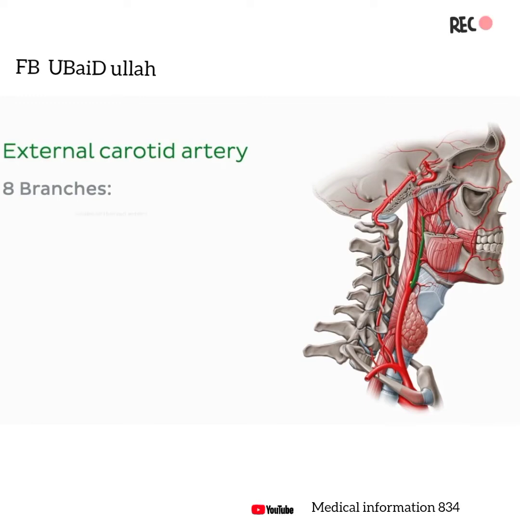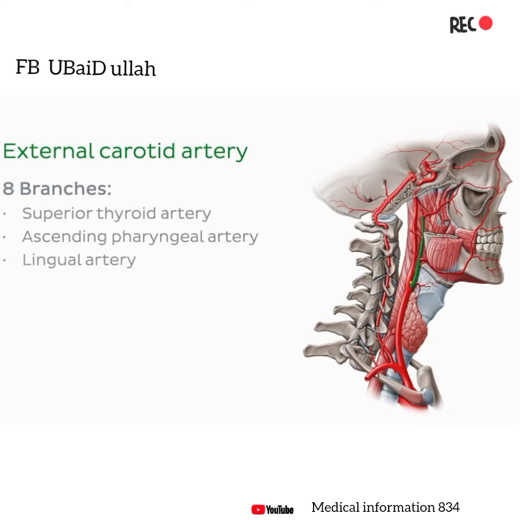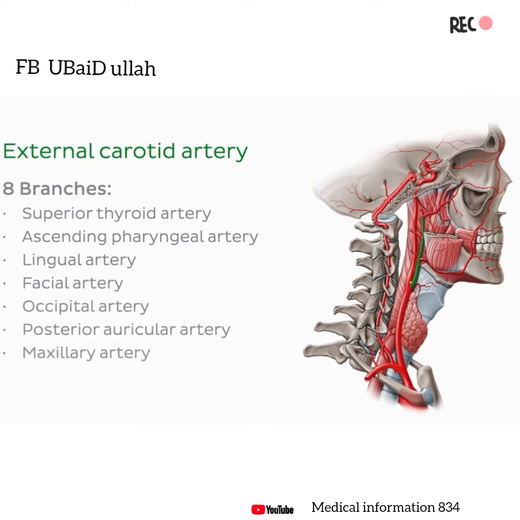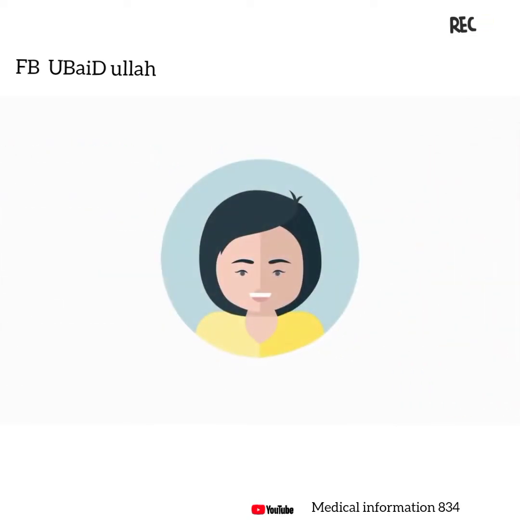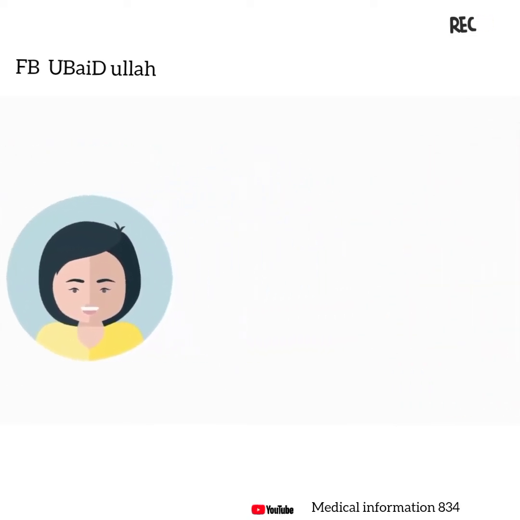These are the superior thyroid artery, the ascending pharyngeal artery, the lingual artery, the facial artery, the occipital artery, the posterior auricular artery, the maxillary artery, and the superficial temporal artery. To remember these 8 branches of the external carotid artery, why not try using the mnemonic?